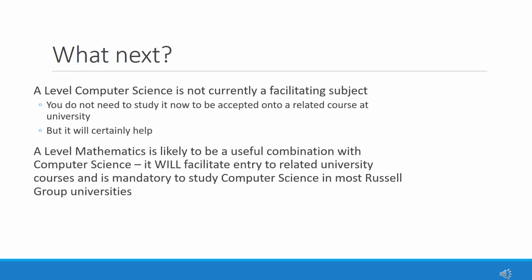Currently, A-level computer science is not a facilitating subject. What that means is that you don't have to have studied A-level computer science to get onto any particular university course. However, you will find that having studied computing and particularly studied coding and programming, they will give you an advantage on a number of courses, particularly in the field of maths and engineering.